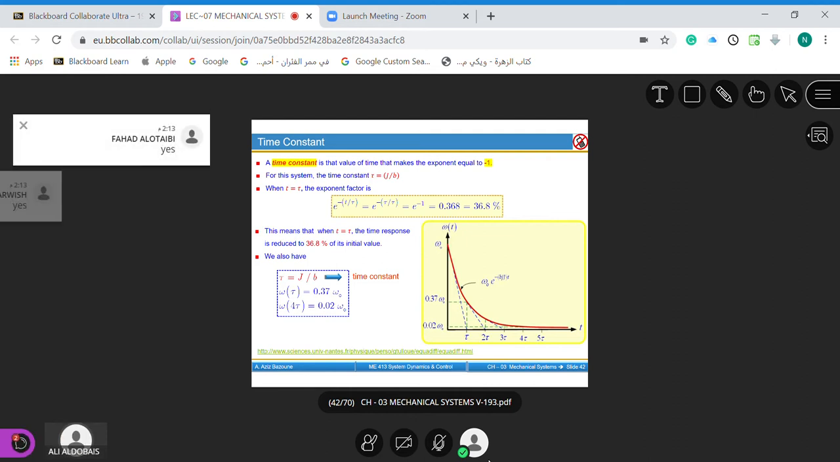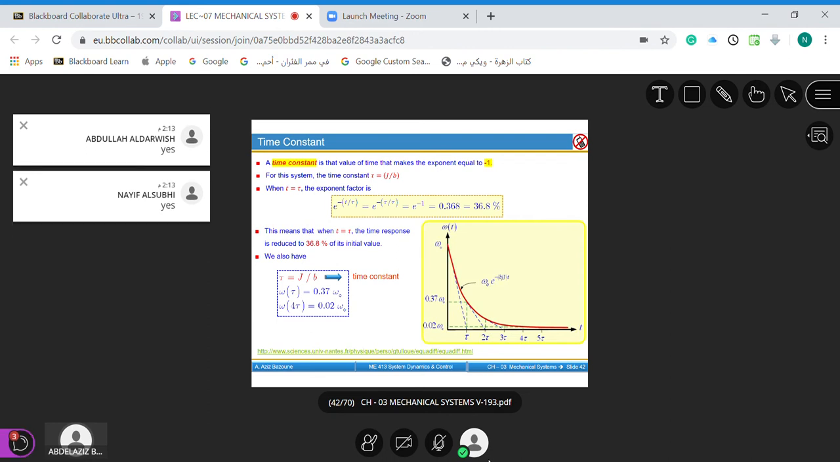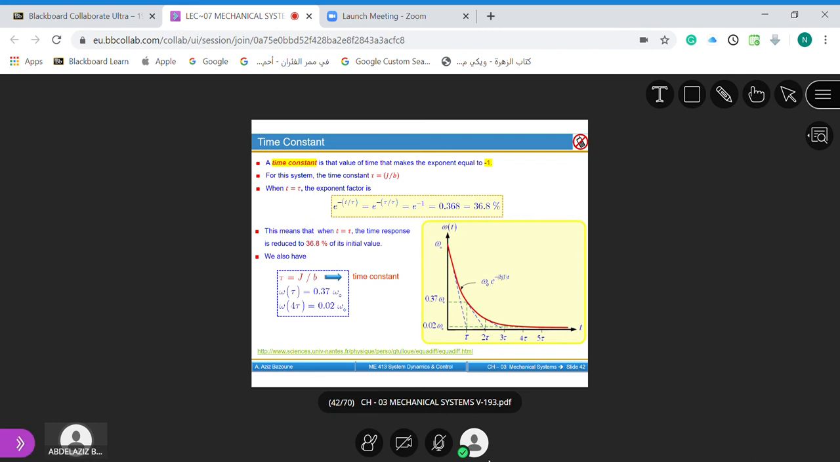It's the first order system. Remember, for the free response, it decays at the constant, it decays to 37%. Let me just show you a small demo of how to analyze this or how to show it. I hope it will work.